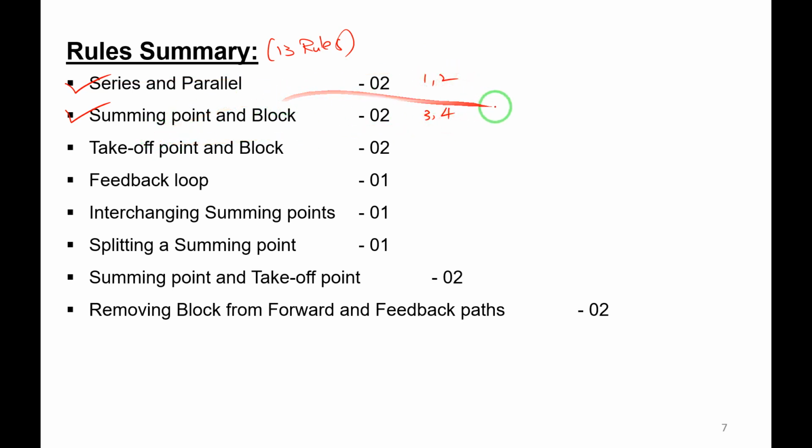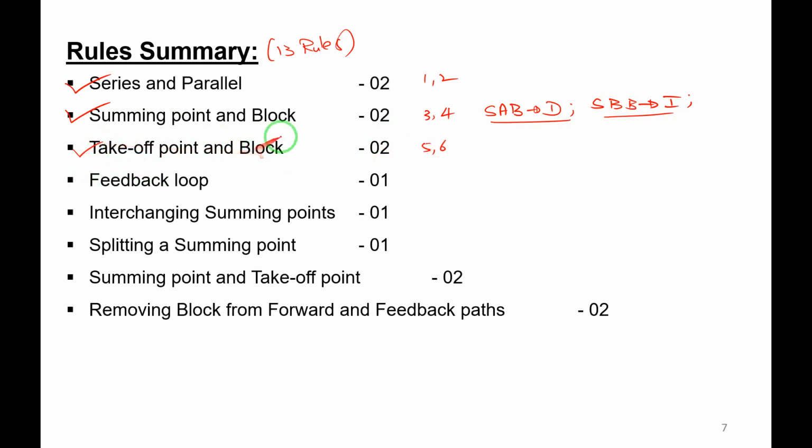Summing point and block. Just to recall, if summing point is moved after a block, it has to pass through the direct gain block, SABD. If the summing point is moved before a block, it has to pass through inverse gain block, SBBI. Right? You remember like this, SABD and SBBI. Then 3 and 4 are over. Next, rule number 5 and 6.